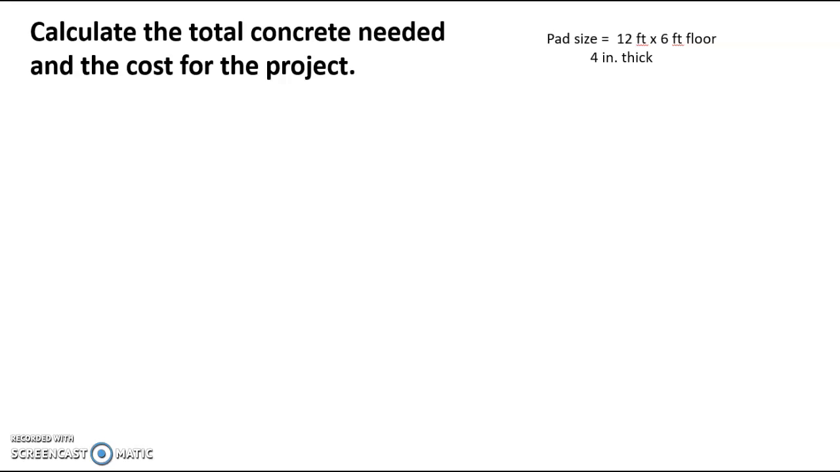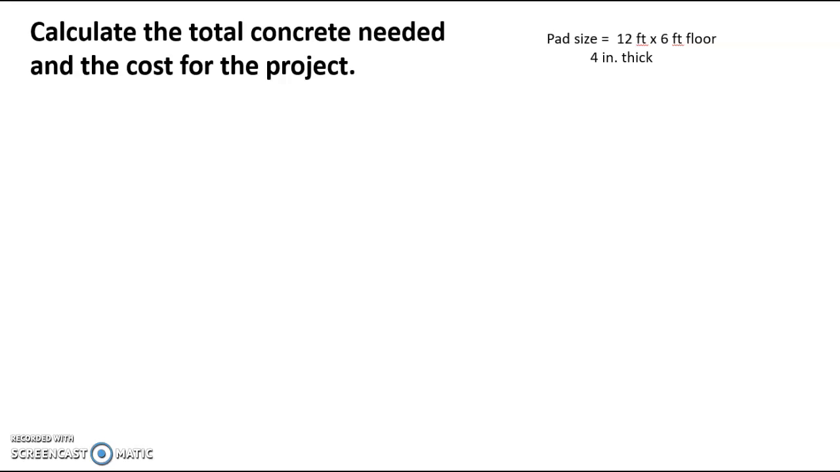Okay, so let's estimate some concrete and figure out how much we need to order. Remember, your concrete has to be ordered in half cubic yards. That means I can't order 0.3, I would have to order 0.5. So you can order 0.5, a whole cubic yard, 1.5 cubic yards, and so forth.